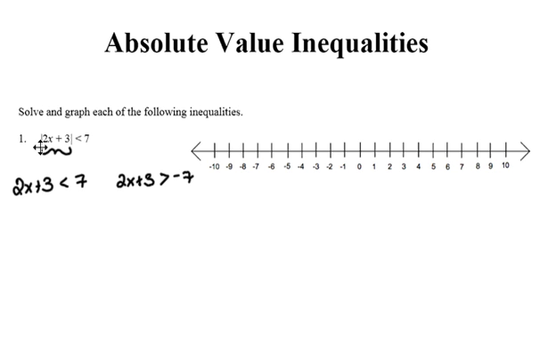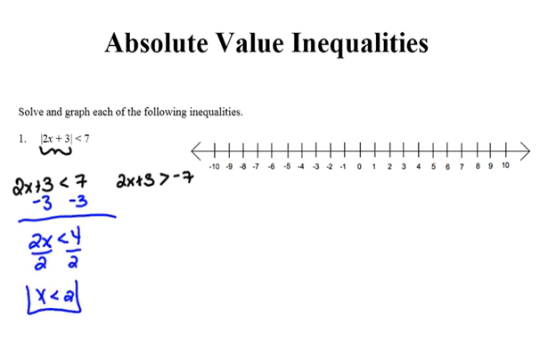So when I solve the first equation, I subtract the 3, and I get 2x is less than 4, divide by 2, and x is less than 2. When I go to graph that, I have an open circle at 2, and I can shade to the left.